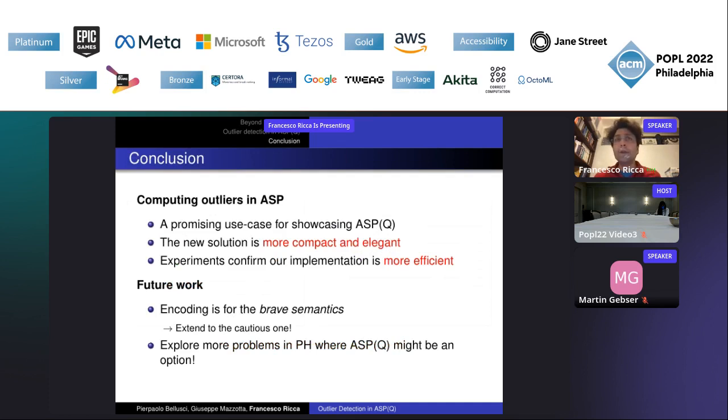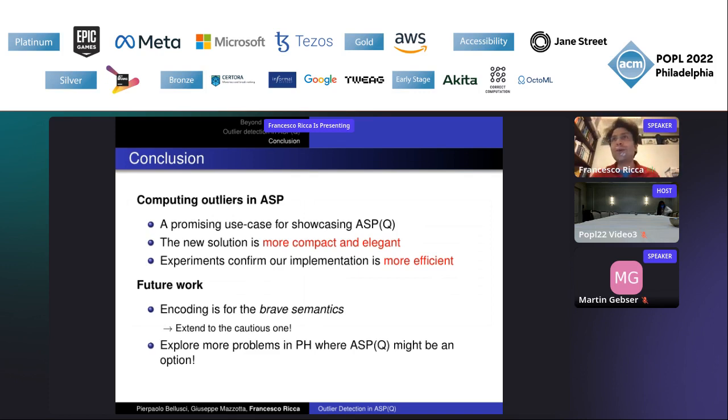So in conclusion, outlier detection in ASP was basically a promising use case for showcasing answer set programming with quantifiers. The new solution is more compact and elegant than the previous one that was based on ASP. And the experiments confirm that not only is it more compact and elegant, it's also more efficient.